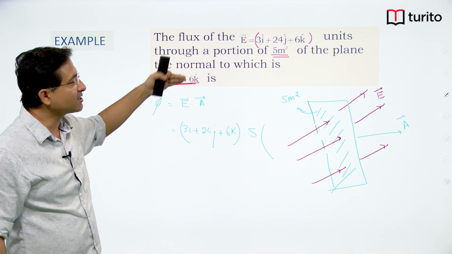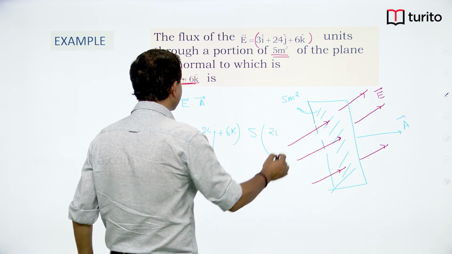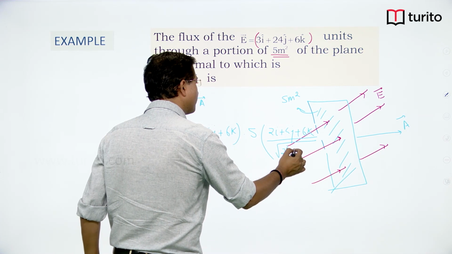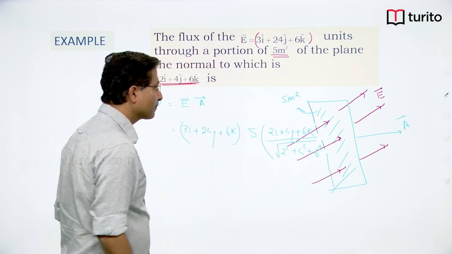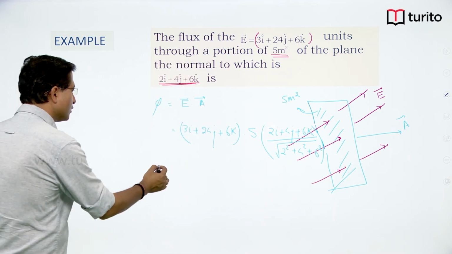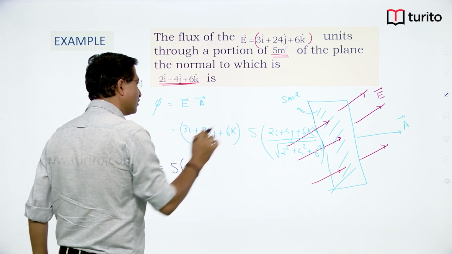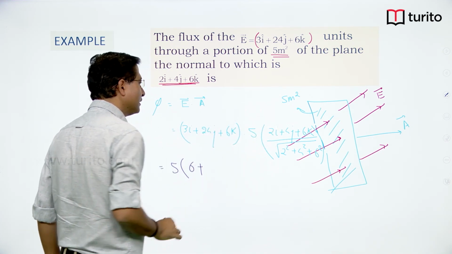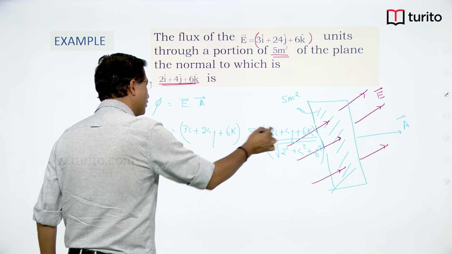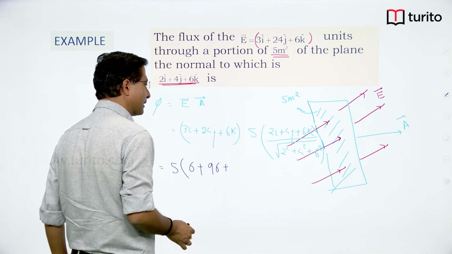So, from this vector we can extract the direction out, we can convert this into a unit vector. Converting this into a unit vector will give me 2I plus 4J plus 6K divided by under root 2 square plus 4 square plus 6 square. Take 5 out. This 3I dot 2I will give you 6, plus 24 into 4 will give you 96, J cap dot J cap 1, plus 6 K cap dot 6 K cap will give you 36.